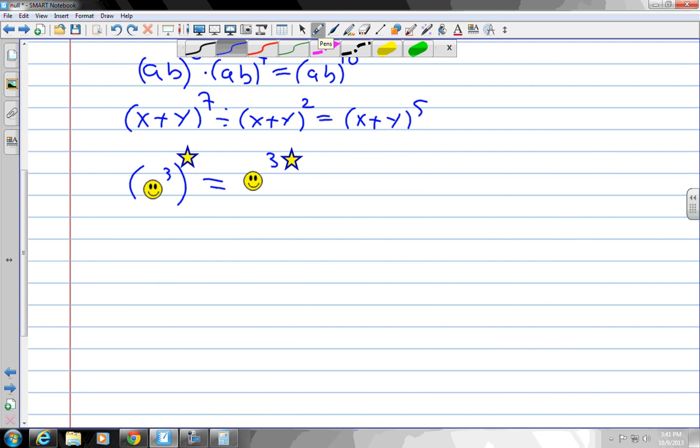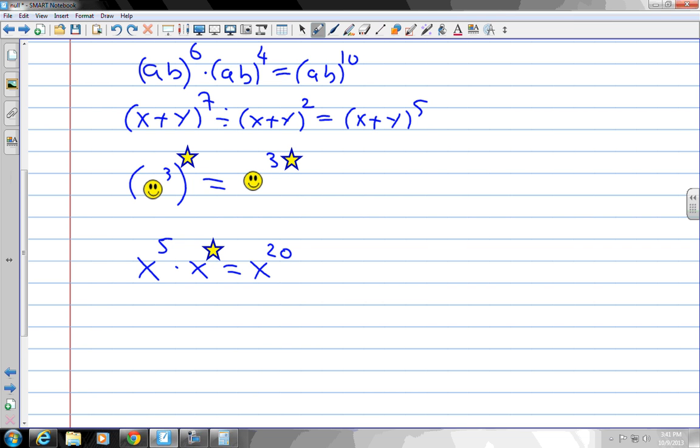Let me ask you this question. How about x to the power 5 times x to the power star equals x to the power 20. Can you tell me what star is? Star is 15. Very good.